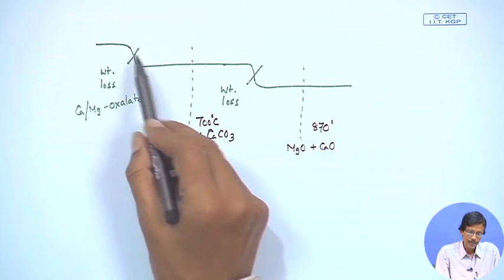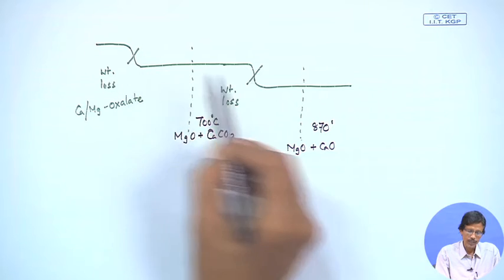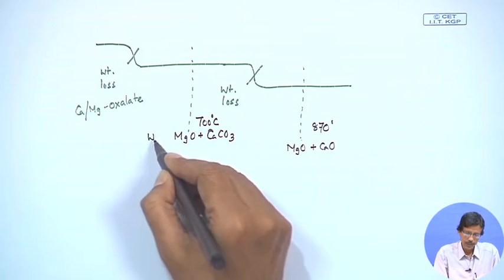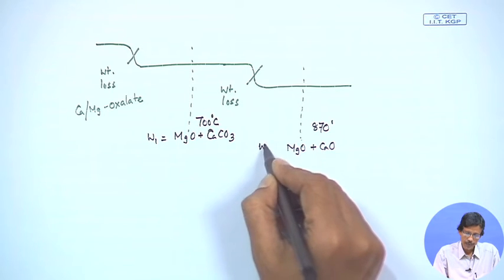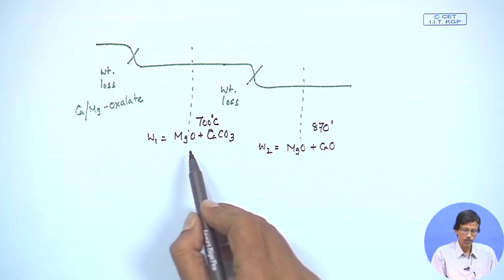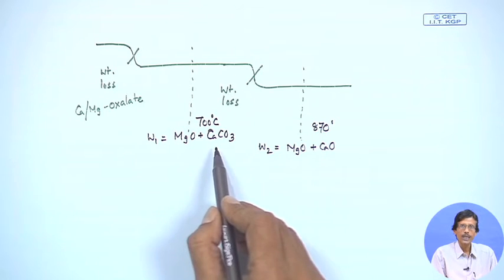So, to get this very useful inflection point of all these things, because of the weight of these things, that means if this is W1 and if this is W2, we can find out the individual contribution of the magnesium present in it or calcium present in it.